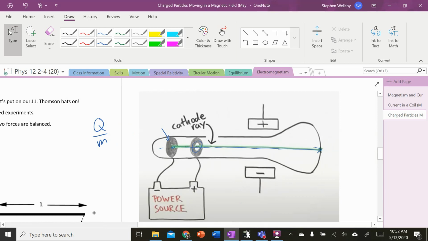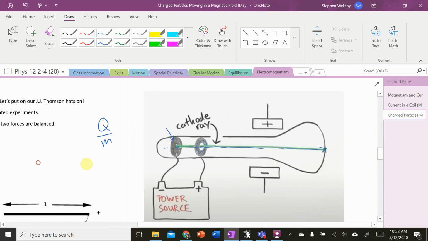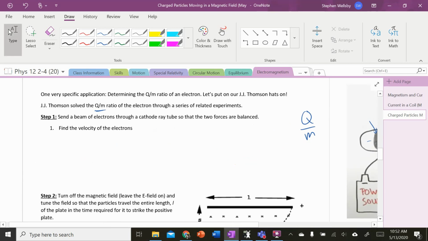Actually, before I do, I'll give you a little more context. So what he did in this, actually we'll go through another thing. Here we go. First thing he did is he sent a beam of electrons through a cathode ray tube so that two forces were balanced.